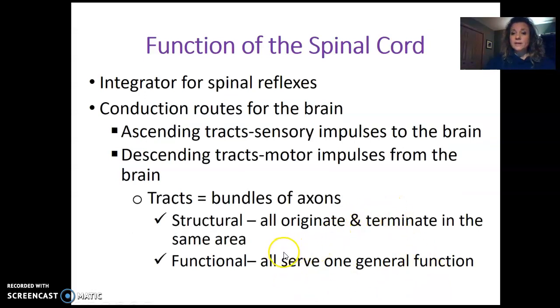One other thing about tracts is that structurally, they all originate and terminate in the same area. So you're not going to get a neuron from the left and a neuron from the right and one from the middle creating one tract. They're all going to originate and end in the same place. The other thing about tracts is that they all serve one general function. You're not going to have some neurons performing one function and other neurons performing another. All of the neurons in a single tract perform one general function, so it's very specialized.